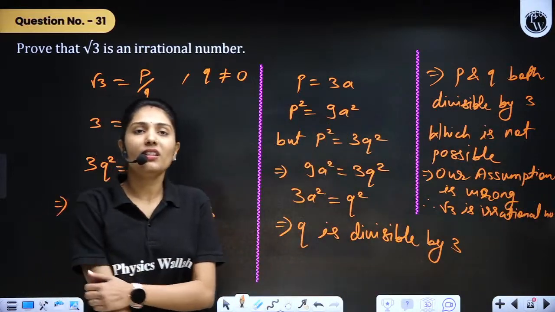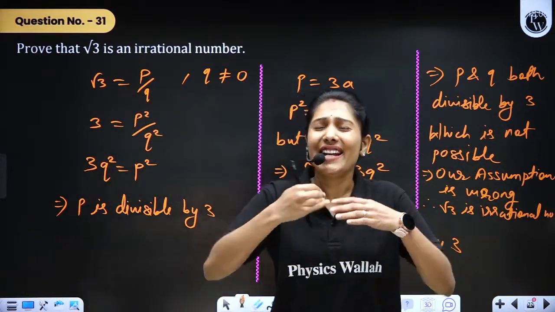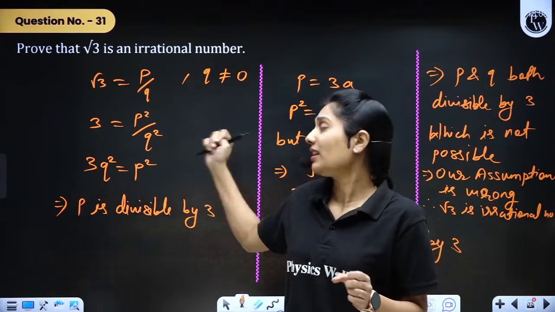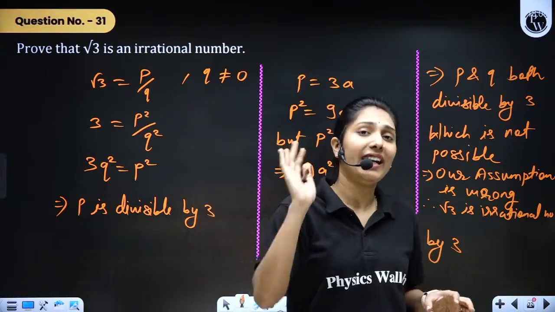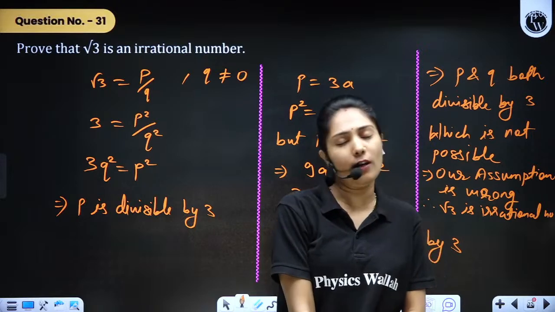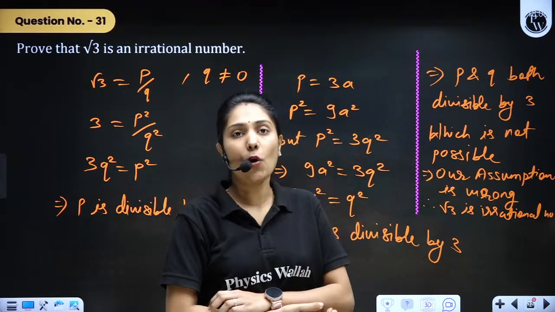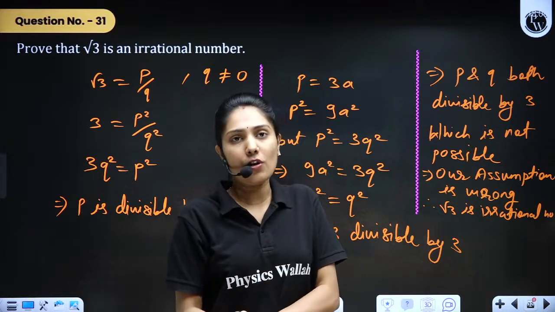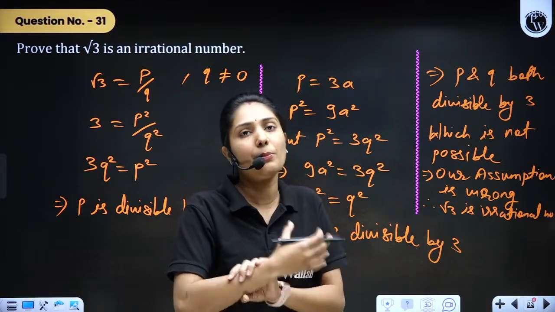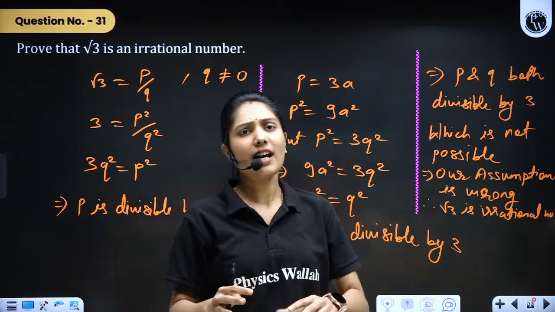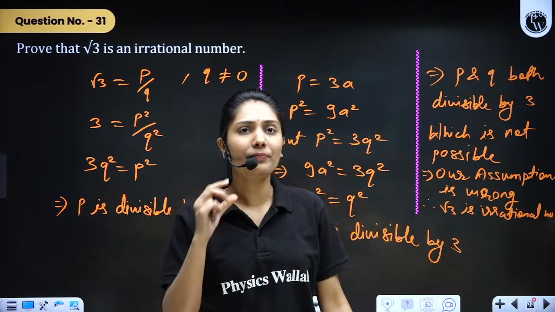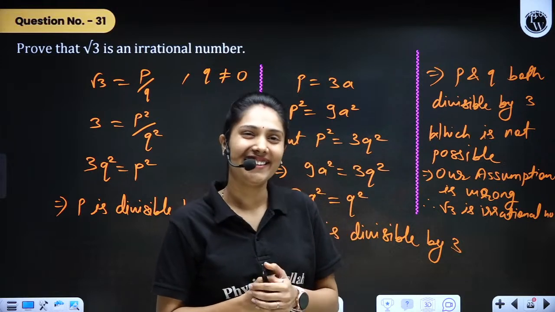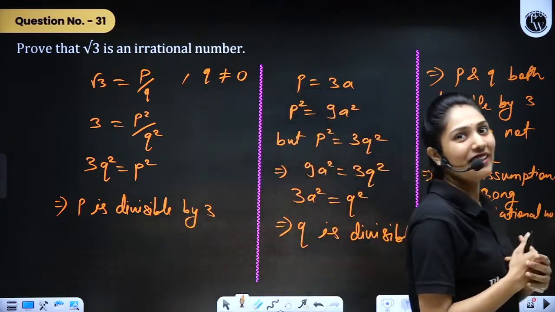So this proof method is exactly the same for each and every kind of question. Whenever we have to prove any number is an irrational number, the method is always the same, beta. Whenever there is a question where we have to prove that a given number is irrational, you always have to prove it using the same method. Okay. Let's move further.